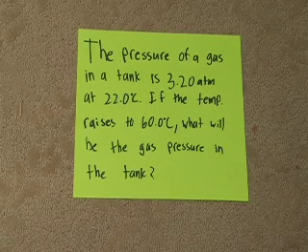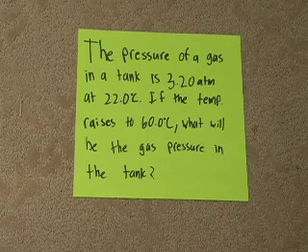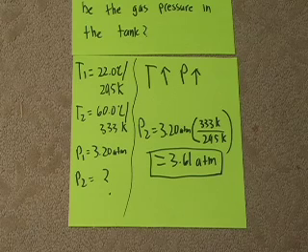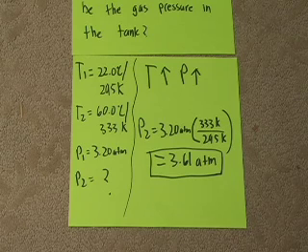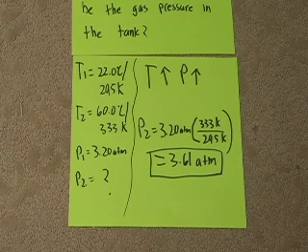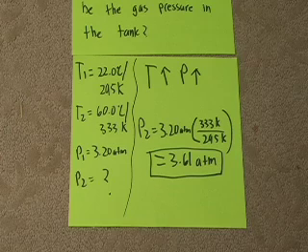At 22.0 degrees Celsius, if the temperature raises to 60.0 degrees Celsius, what will be the gas pressure in the tank? The initial temperature is 22.0 degrees Celsius. When you add 273, it becomes 295 Kelvin. The final temperature is 60.0 degrees Celsius, or 333 Kelvin. The initial pressure is 3.20 atmospheres, and the final pressure is what we're trying to find.